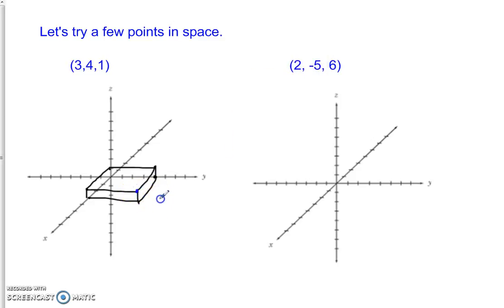That is the ordered triple, or the point 3, 4, 1. I want you to try that with the other one and see how you do. It's 2, negative 5, 6, so you're going to come out 2, and the tricky part, you're going to go back to the left 5 units and then still up 6. So go ahead and try that. Use this as a reference. All right.